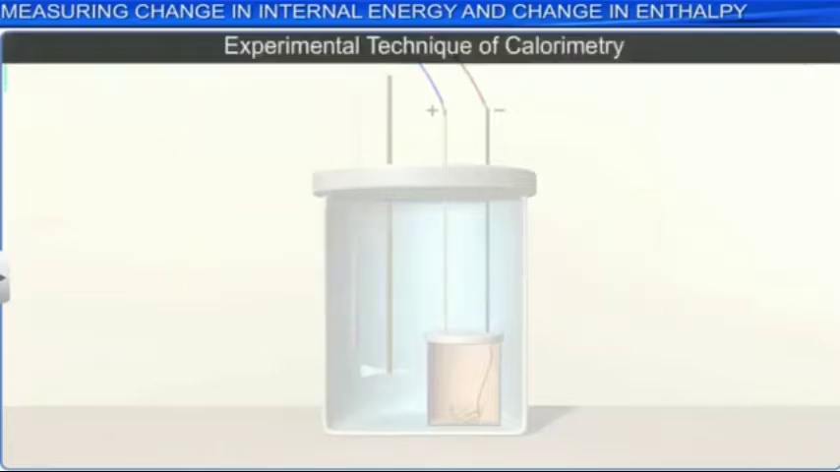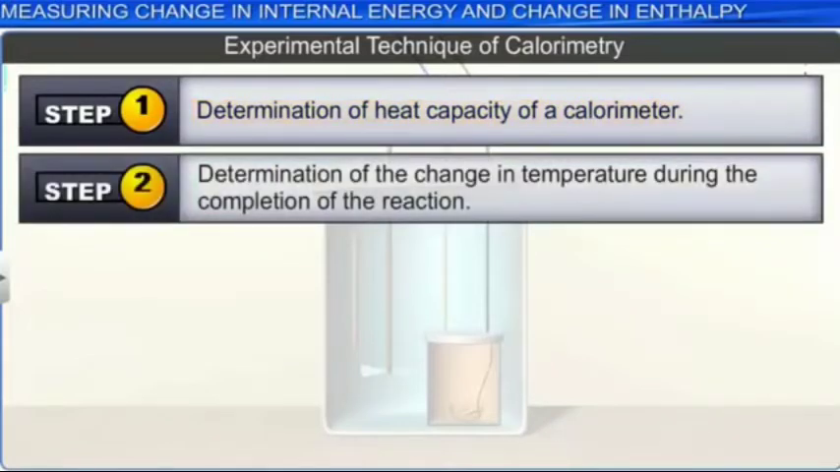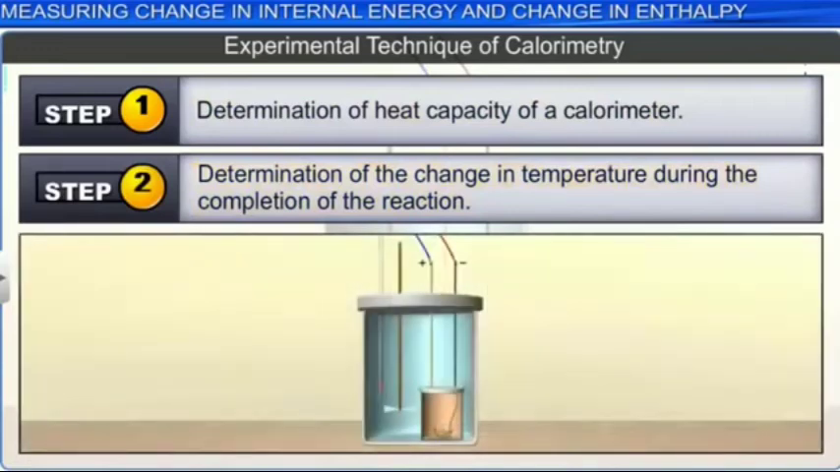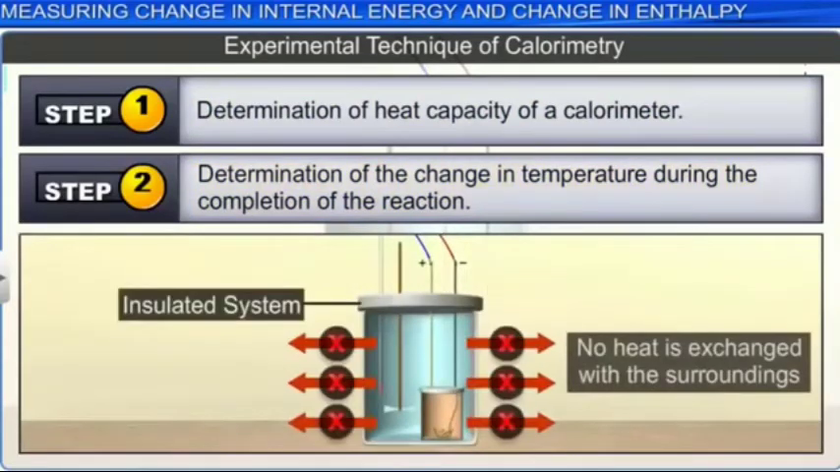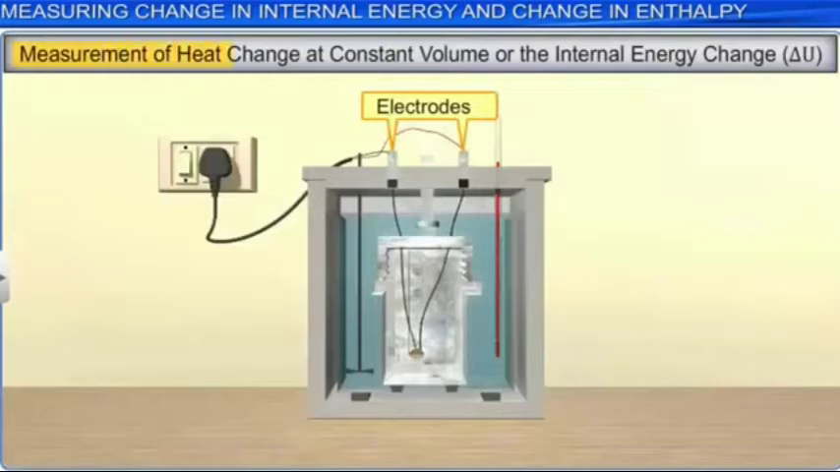The experimental technique of calorimetry actually involves two steps. The first step is the determination of the heat capacity of a calorimeter. The second step involves the determination of the change in temperature during the completion of the reaction, assuming that it is an insulated system and no heat is exchanged with the surroundings. Let us first discuss the measurement of heat change at constant volume, or the internal energy change, delta U.